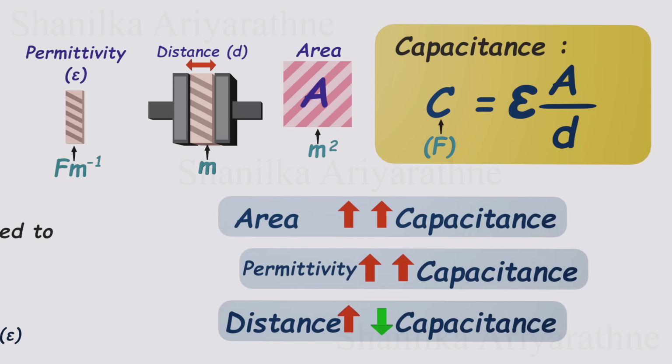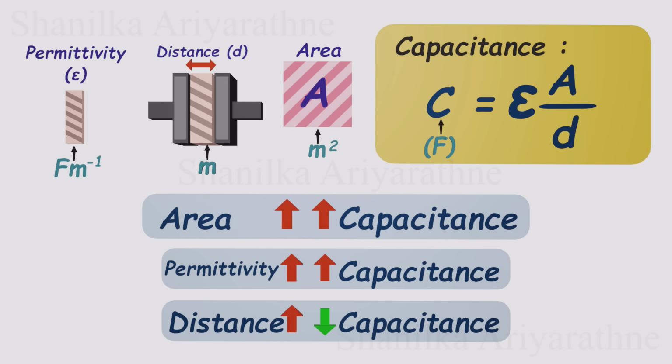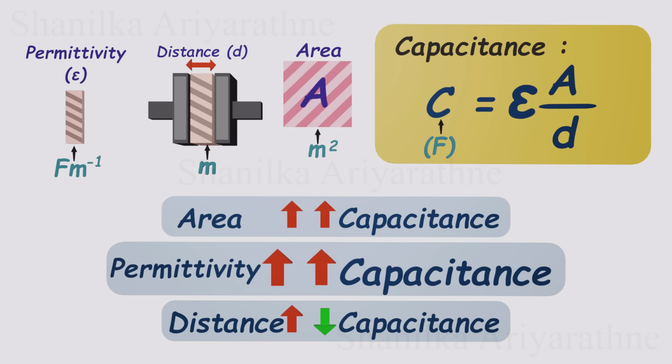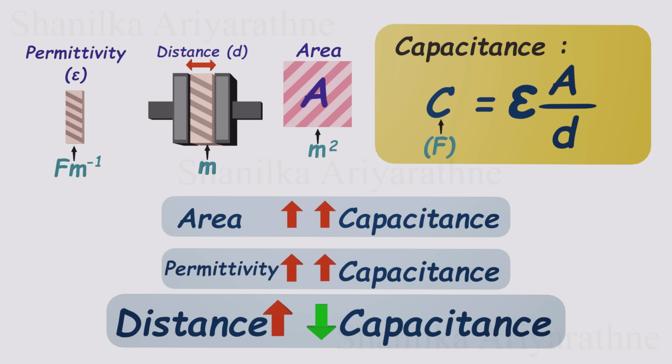Now let's break it down. If you increase the plate area, capacitance goes up. If you increase the permittivity of the insulating material, capacitance also goes up. But if you increase the distance between the plates, capacitance goes down.